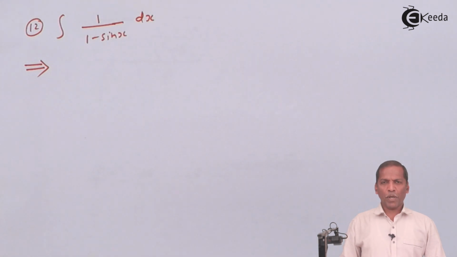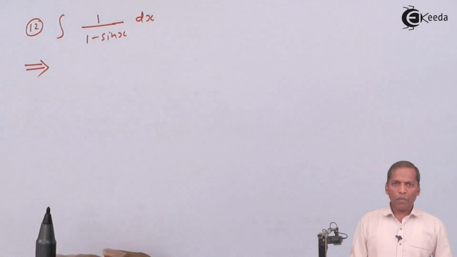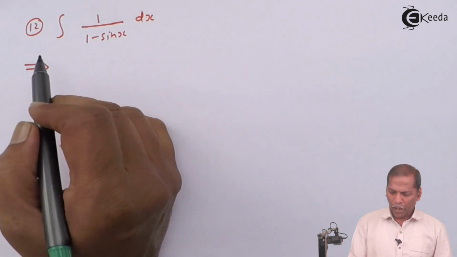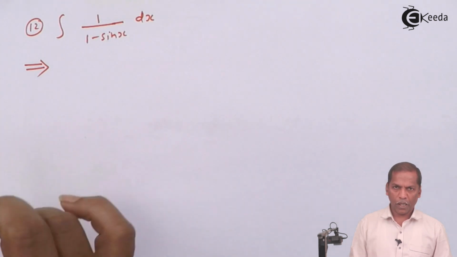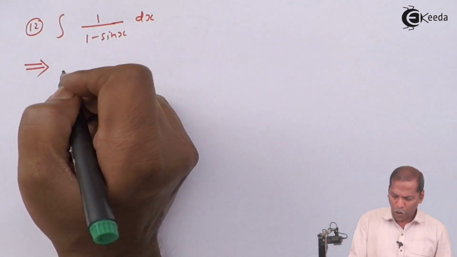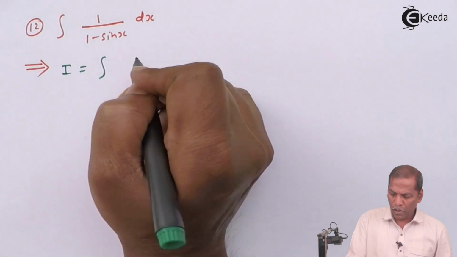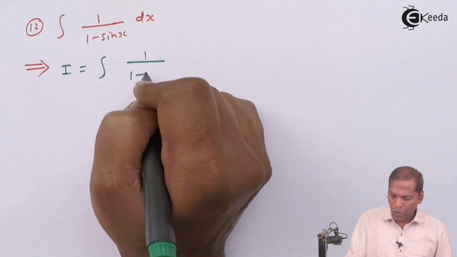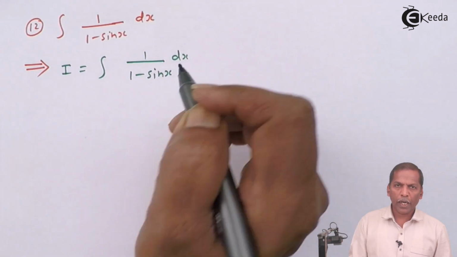Hello friends, now we see problem number 12, which is based on rules of integration of the chapter Integration. Problem number 12 is the integral of 1 upon 1 minus sin x into dx. Now let's see the solution. First of all, I is equal to the integral of 1 upon 1 minus sin x into dx.